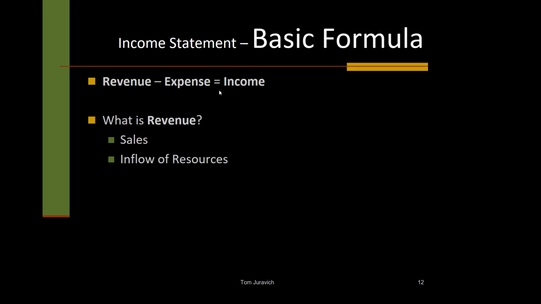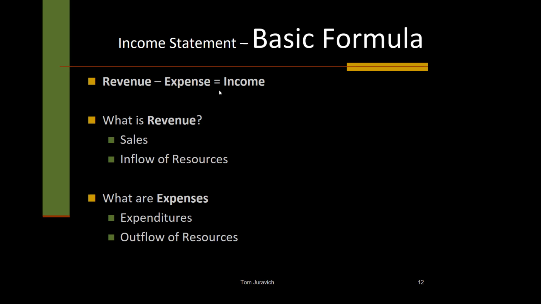But it also could be the inflow of resources. For example, it could be dividends from stock that they might own. Similarly, in terms of expenses, we typically think of normal business expenditures, but there could be other outflow of resources for licensing, patents, and so on. So it's important that we think broadly about both these two concepts.